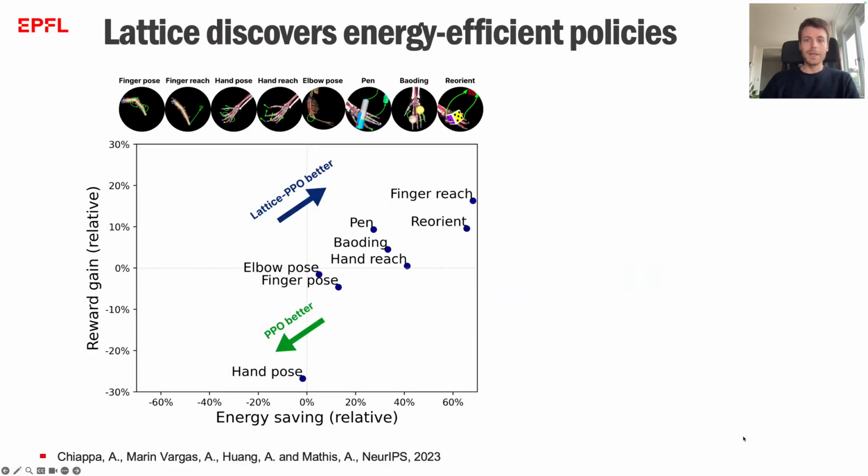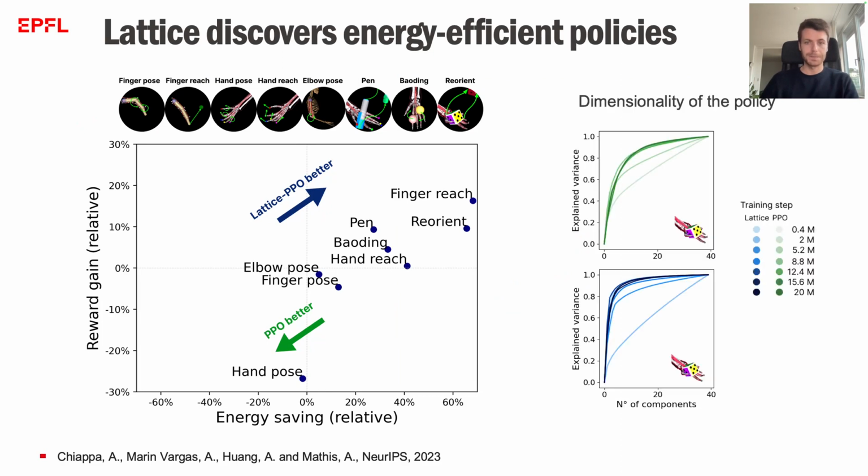Furthermore, in many environments, Lattice finds energy-efficient solutions, greatly reducing the muscular effort. In particular, in those environments where a low-dimensional solution exists, Lattice achieves higher performance at a lower energy cost. If we estimate the dimensionality of the policy via principal component analysis, we see how, throughout the training, fewer principal components are enough to explain a higher fraction of the action variance. Compared to standard PPO, Lattice-PPO finds lower dimensional policies, which is a clear advantage in most of the considered environments.